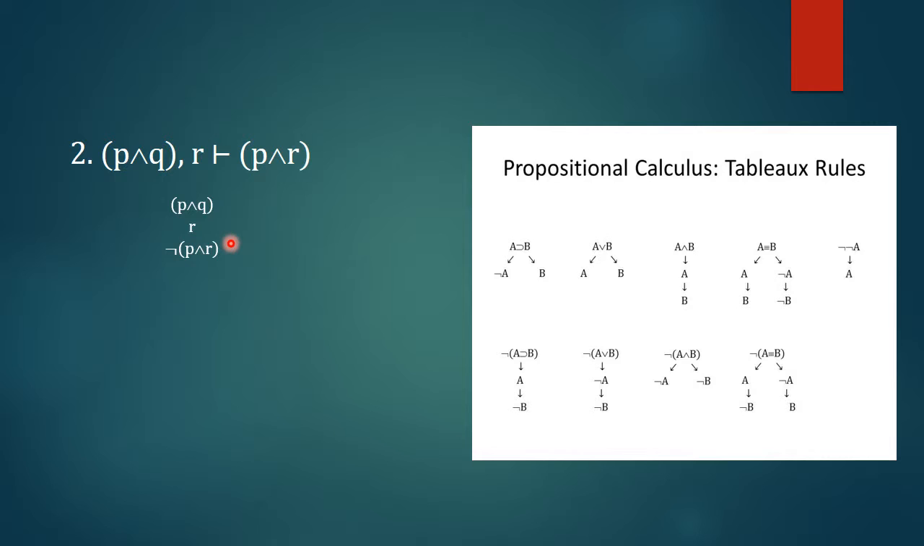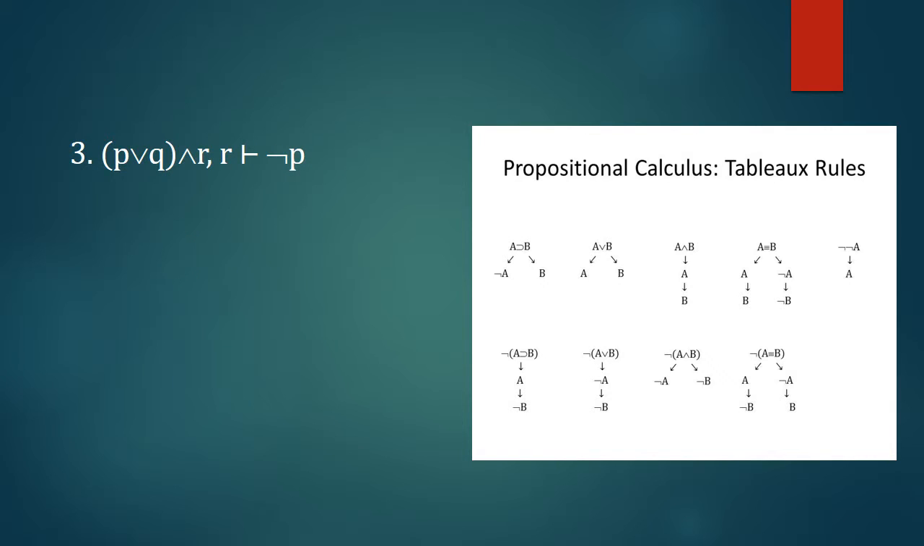So, not P and R. I'm sorry, P and Q. I apply the P and Q rule and I get P, Q. Then there's the not and rule, this one right here, and it splits off into two nots. So this is going to split off into not P and not R. That's what I got right here. Not P contradicts P, so this branch has a contradiction in it. Not R contradicts R, so this branch has a contradiction in it. Both branches close. This is a valid argument.